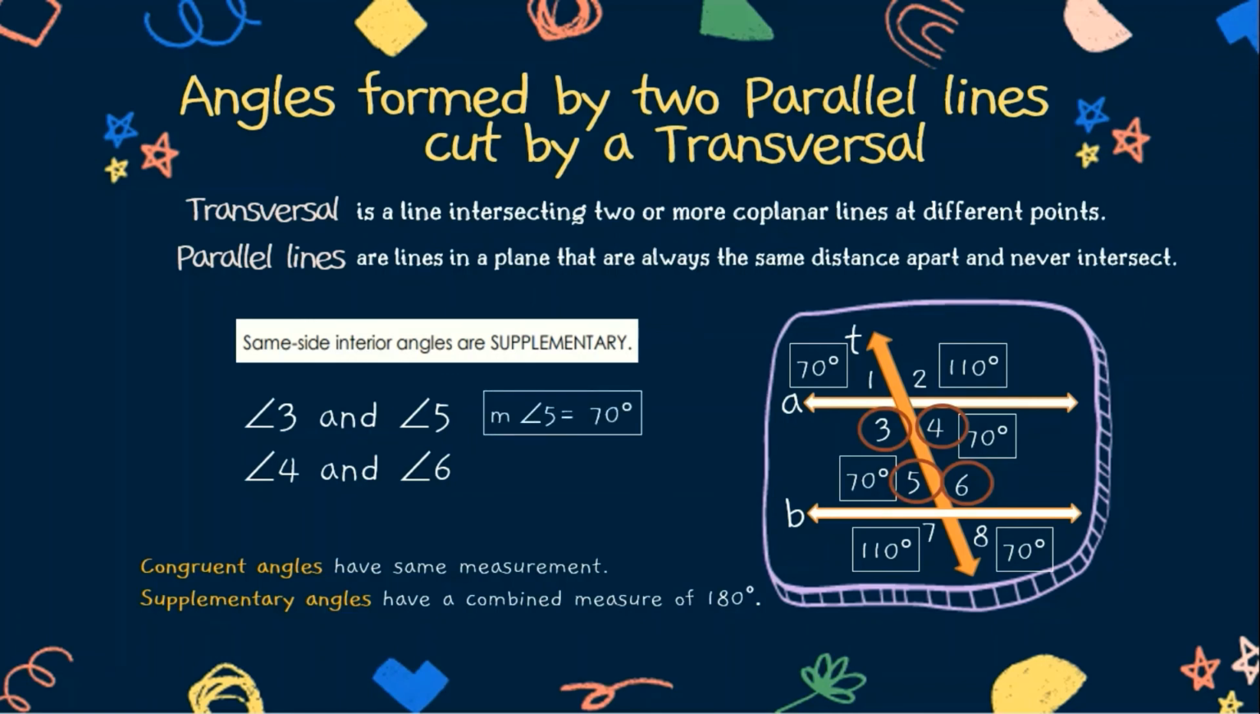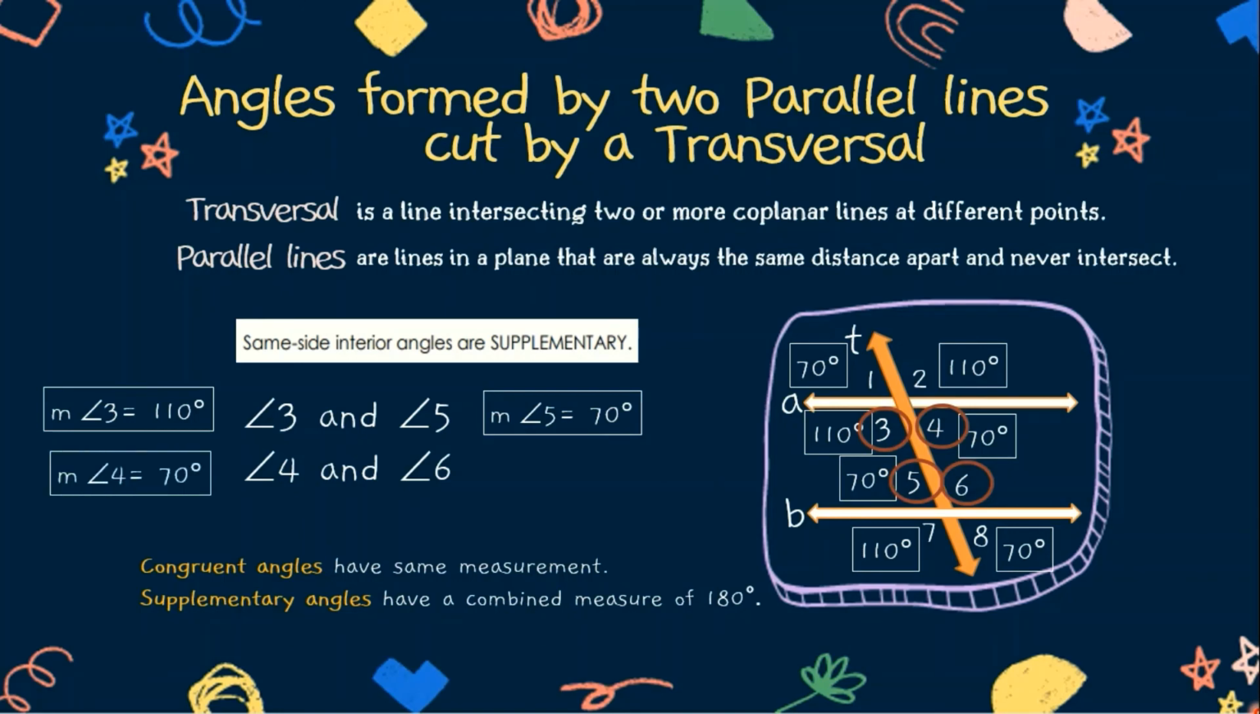Kanina alam na natin yung sukat ng angle 5, which is 70 degrees. If angle 5 and angle 3 are same side interior angles, they must be supplementary. Kaya naman, kung ang angle 5 ay 70 degrees, dapat ang angle 3 ay 110 degrees. Dahil 110 plus 70 is equal to 180. They are supplementary.